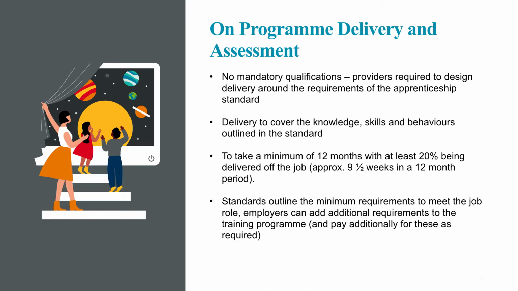So you would need to design your delivery to cover the knowledge, skills and behaviours that are outlined in the standard. And it will need to take a minimum of 12 months, with at least 20% being delivered off the job. And again, I'll cover this in more detail in the next presentation next week. So if we're looking at a 12-month apprenticeship programme, so most hospitality programmes are between 12 and 18 months on average in length. Obviously it can take longer. Obviously the minimum time it can take is 12 months, plus the endpoint assessment time. You're looking at about 9.5 weeks in a 12-month period.